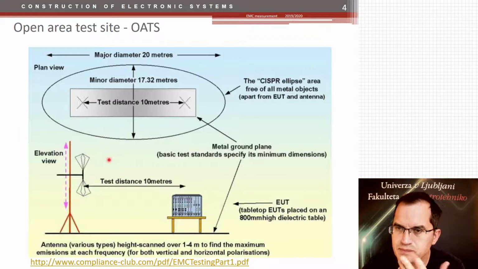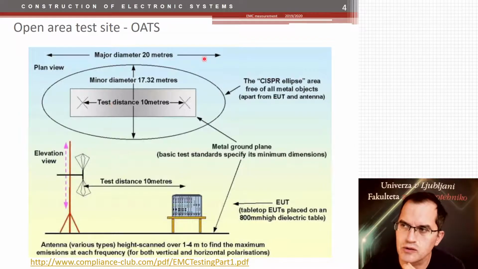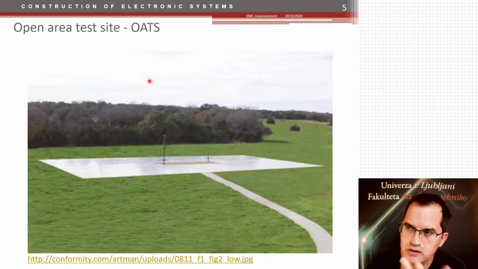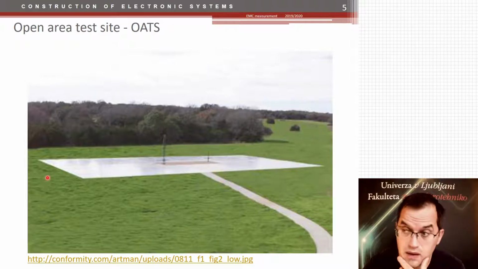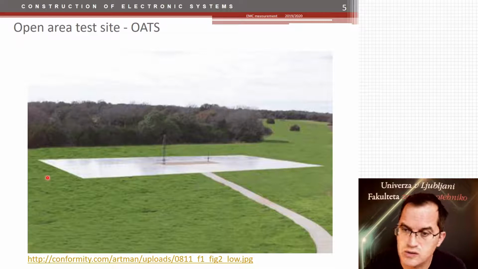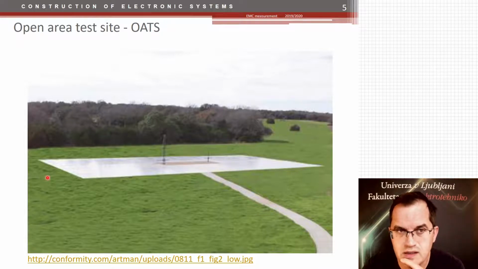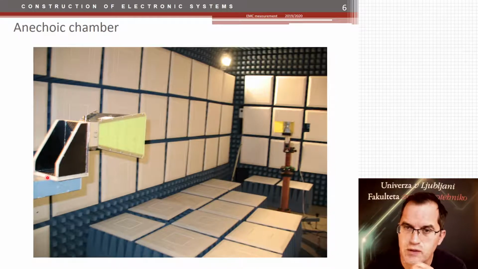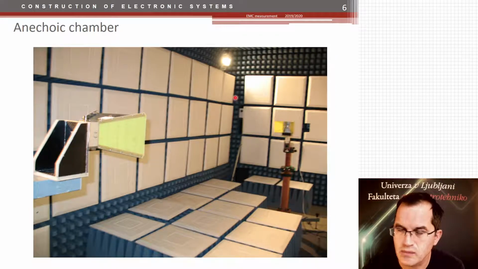It could also be done outdoors. Here I'm showing the outdoor requirements, and this is what the testing site looks like. Nowadays there are not many such places left outdoors, because you can't really find space without any electromagnetic radiation. So it is more convenient now to measure indoors, and for that we have anechoic chambers, which actually mimic the outdoor setup, because all the walls are absorbing the EMC radiation, the electromagnetic noise.